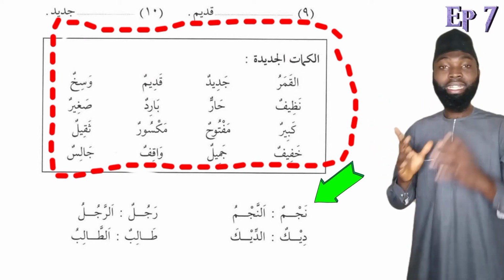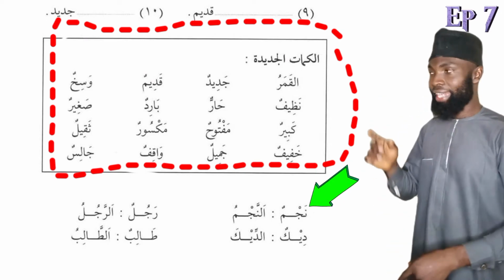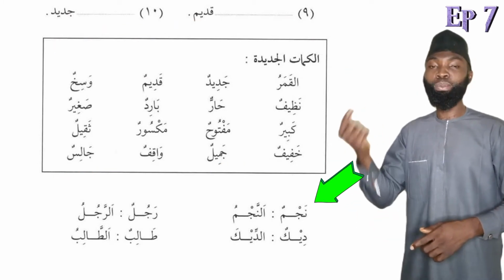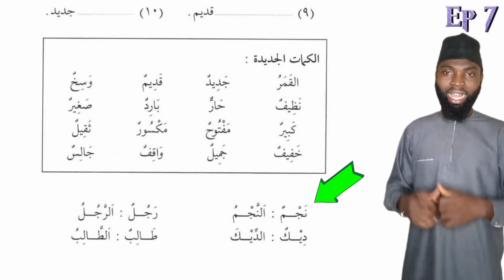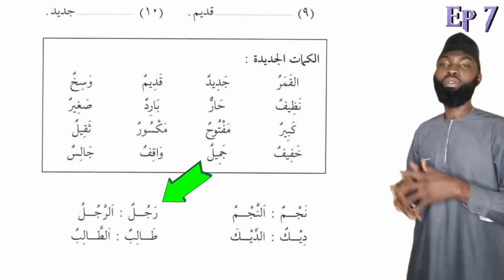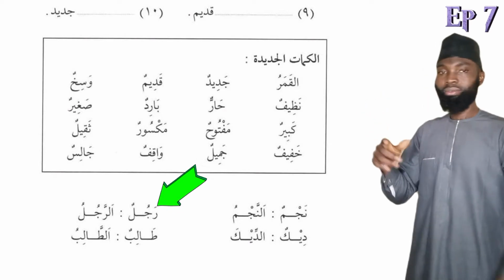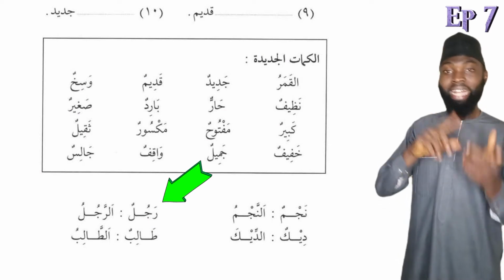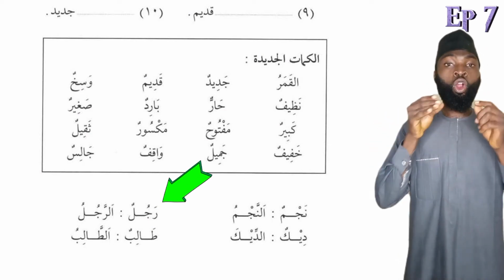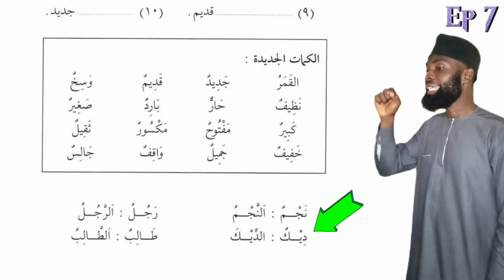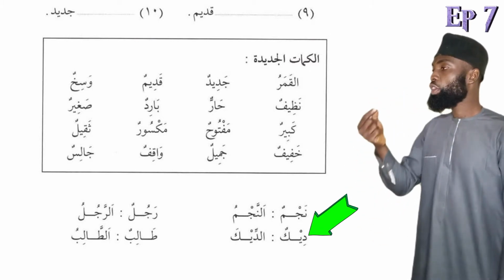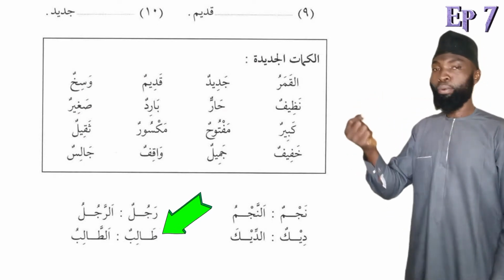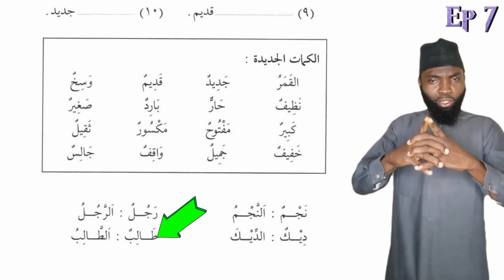So we have najmun. Najmun simply means a star. And the equivalent to this, or the other way around, is an-najmu, which means the star. Najmun, a star. An-najmu, the star. We also have rajulun, a man. Ar-rajulu, the man. Indefinite and definite. We have dikun, a cock. Adiku, the cock. We also have talibun, a student. At-talibu, the student. But something should be noticed here.